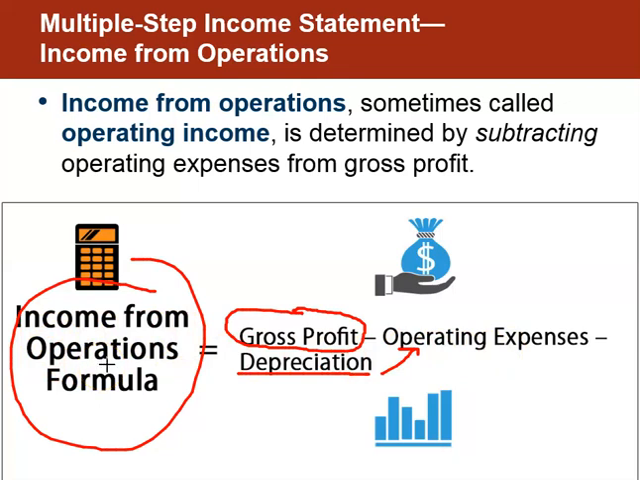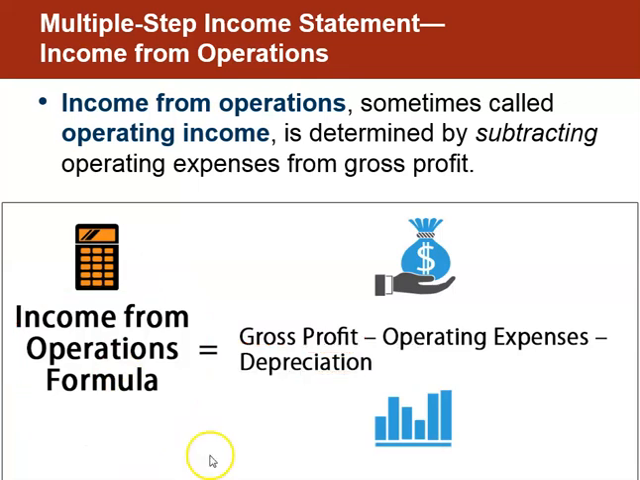Okay, and this is still not net income. It may or may not be. Usually it's not, because we usually have a few peripheral items that we have to account for before we can fully arrive at net income for a company. Okay?